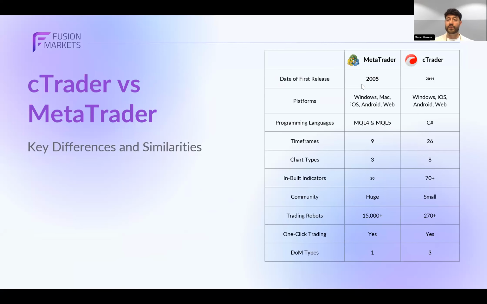So just going on to the MT4 versus cTrader differences, or MetaTrader differences versus cTrader. Obviously, cTrader is a newer release, so it was started in 2011. You can trade it on Windows, Mac, iOS, your phone, Android, so it's available on all your normal operating systems. It offers many more time frames, so as opposed to having 9 time frames, you've got 26 available to you. You also have different chart types, built-in indicators.